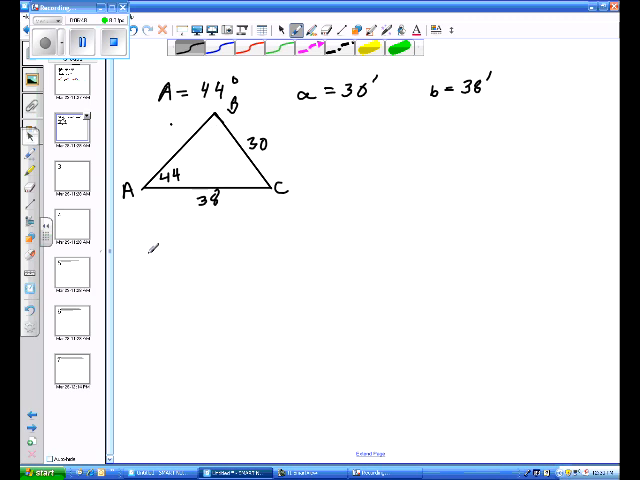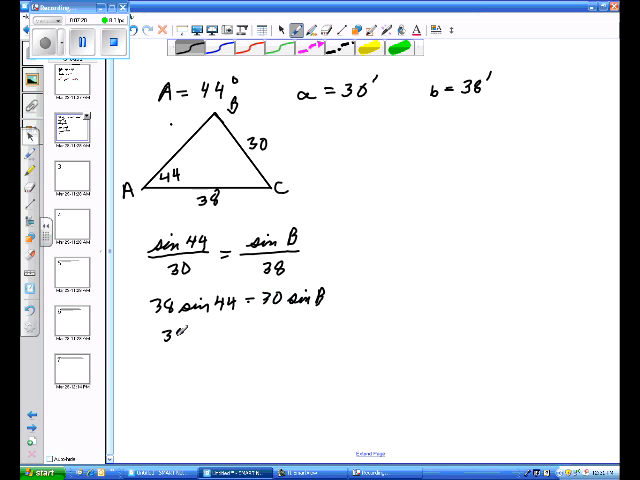So we're going to set up our ratio. The sine of 44 degrees is to the opposite side, as the sine of B is to the opposite side. So we can do the product that we can do. We have 38 sine 44 is equal to 30 sine B. And so 38 sine of 44 divided by 30 is the sine of B.